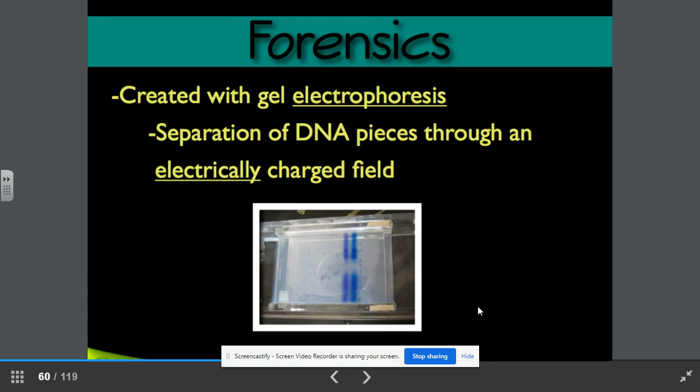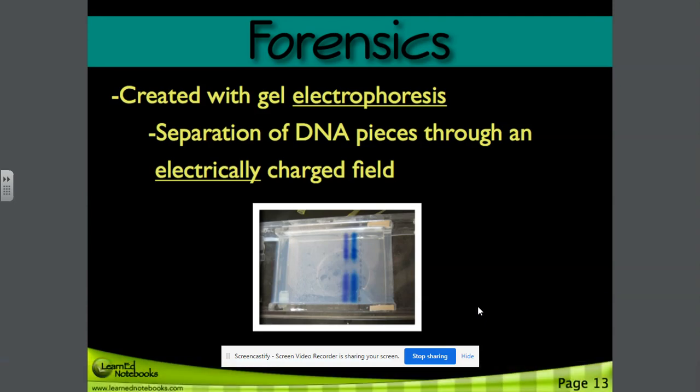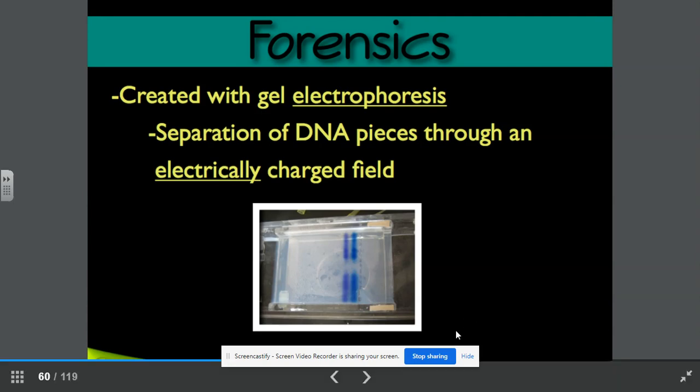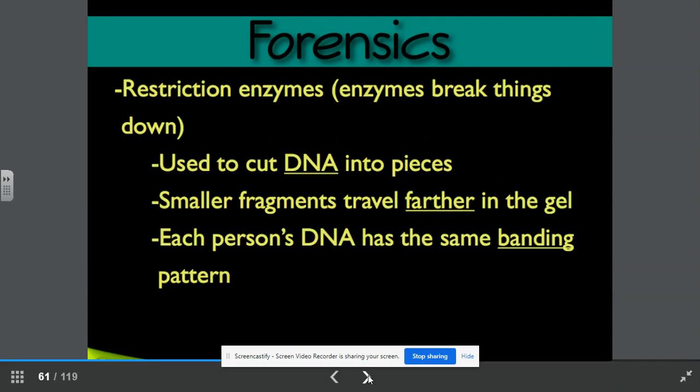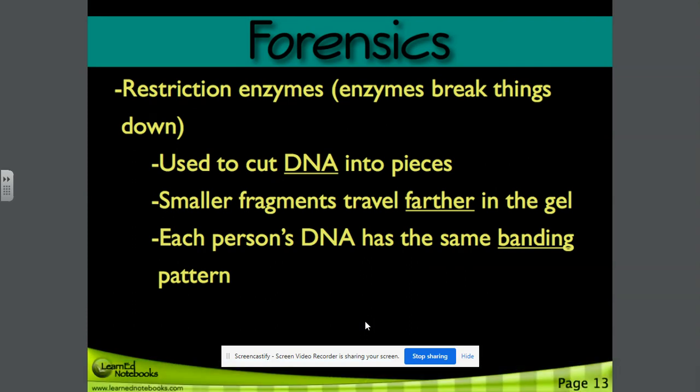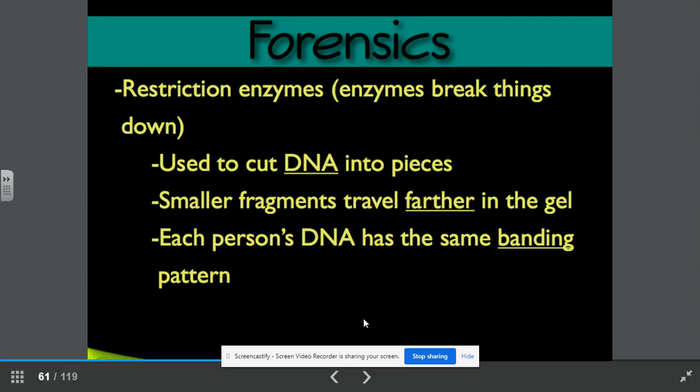It's created with gel electrophoresis. This is the separation of DNA pieces through an electrically charged field. The restriction enzymes: we know that enzymes break things down. They are used to cut DNA into pieces. Smaller fragments travel farther into the gel. Each person's DNA has a unique banding pattern.